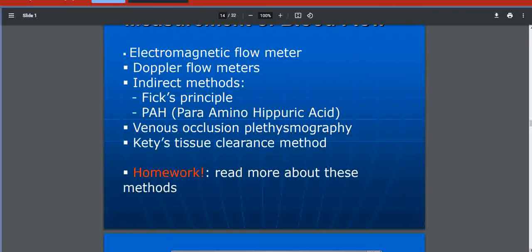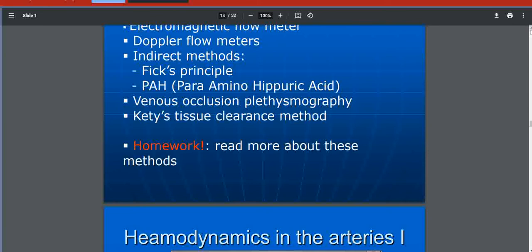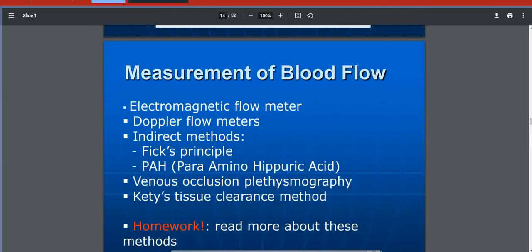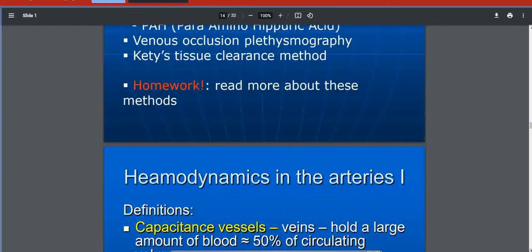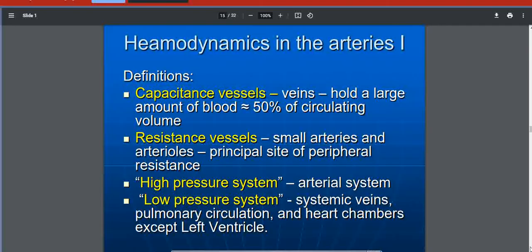So we have the Fick principle, para-aminohippuric acid, venous occlusion plethysmography, and Kety's tissue clearance method. All those are important in measuring blood flow. Away from that, there is homework that you have to do: read more about these methods. Hemodynamics in the artery is another thing that you also need to know.